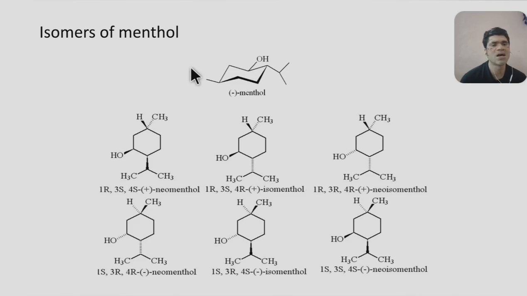And this is the cyclic chair form of menthol. This is the most stable form because here all the groups are present in equatorial position. Hence, this is the chair form of minus, naturally occurring levorotatory menthol, with all the groups present in equatorial position. So this is the structure of menthol.